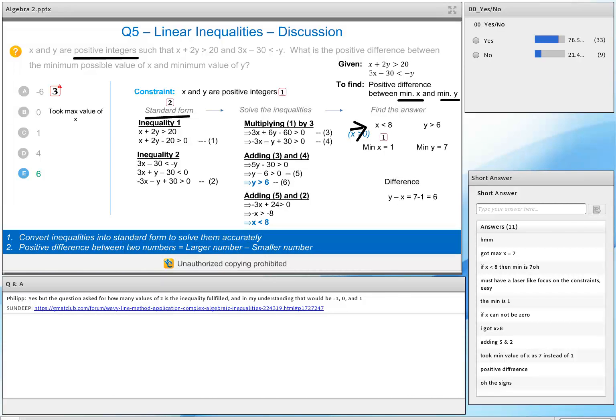Okay. Now, if you got x is greater than 8, then you must have made a mistake over here. You must have made a mistake here that you simply canceled out the signs. You did not change the sign of inequality.